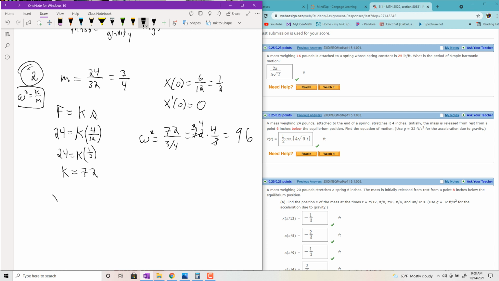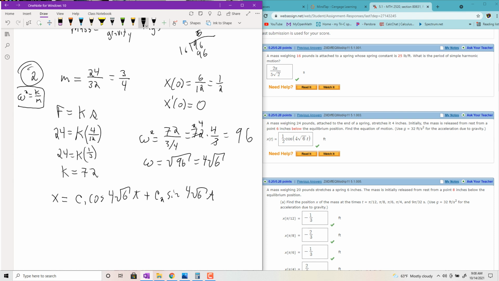Right, so for my equation of motion, I'm going to need omega, so the square root of 96 basically. 96 divided by 16 is 6. So omega will be 4 square root 6. So my equation of motion is C1 cosine of 4 root 6 t plus C2 sine of 4 root 6 t.